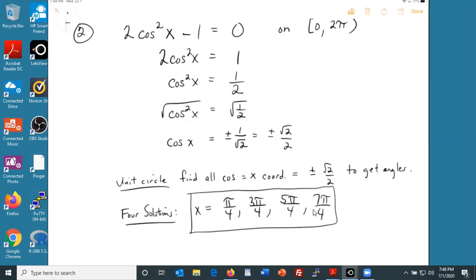So again, the steps were to first add 1 to the other side, divide by 2, and then take the square root so you can isolate the trig function cosine x. So remember, you want to isolate the trig function. And then use whatever method that you are comfortable with to find those angles. If the unit circle is your best method, use the unit circle. If it's reference angles or other memorization techniques, use those.